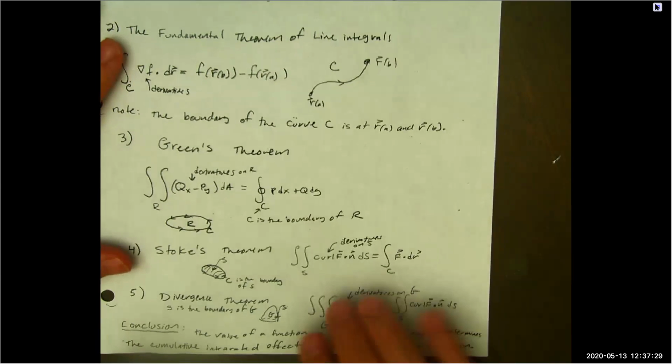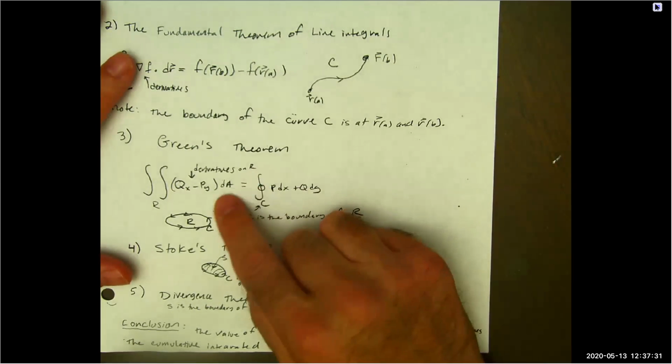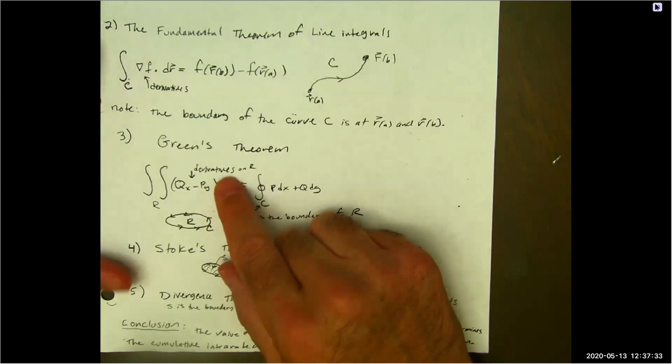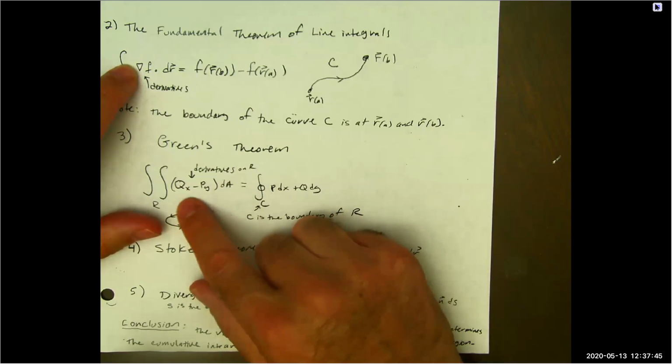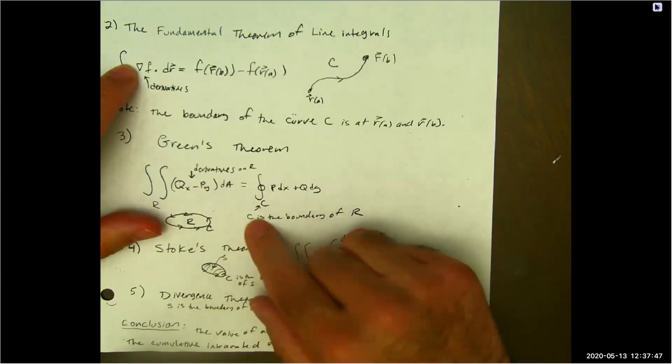Then we had Green's theorem. So Green's theorem, again, we're having derivatives. Remember that the gradient is kind of like a derivative, right? You have the vector with fx and fy, that's kind of a derivative. So here we have derivatives, the Qx minus Py, those are derivatives.